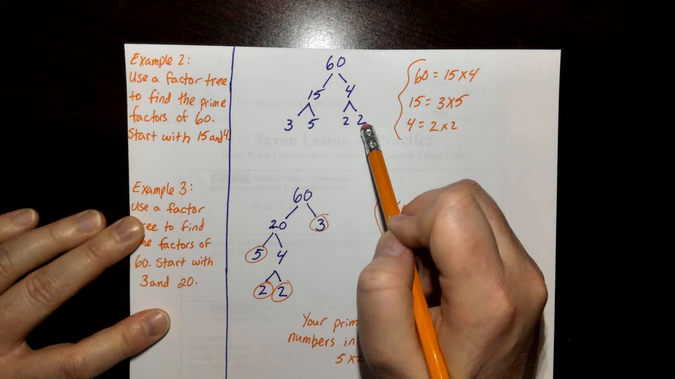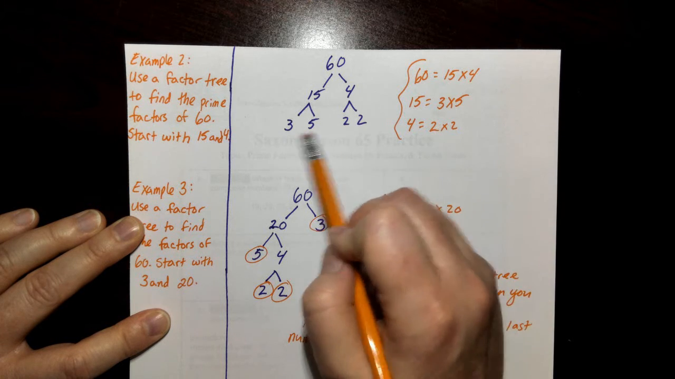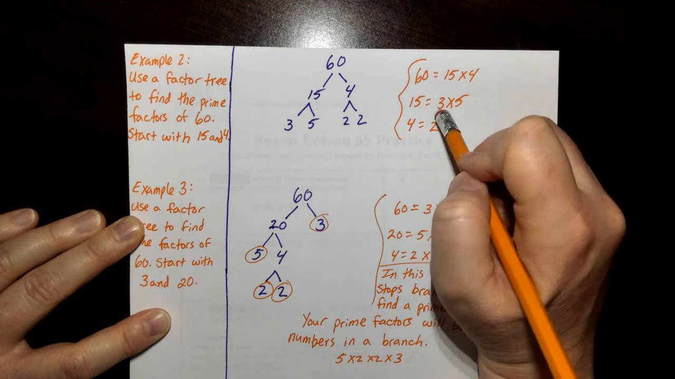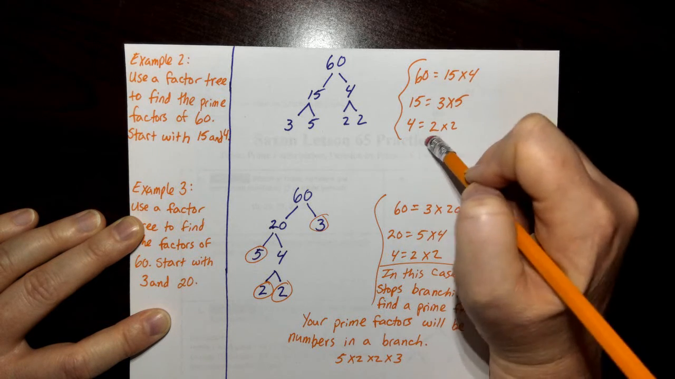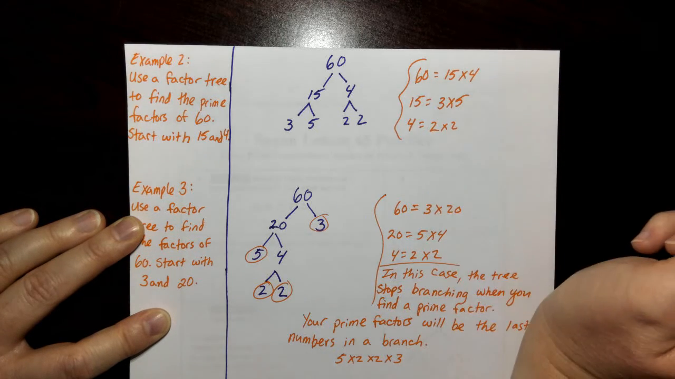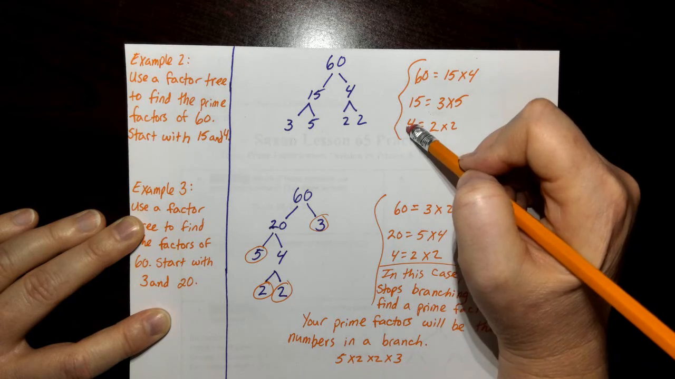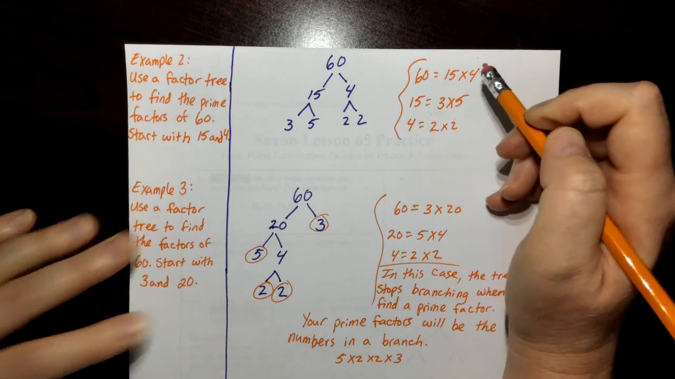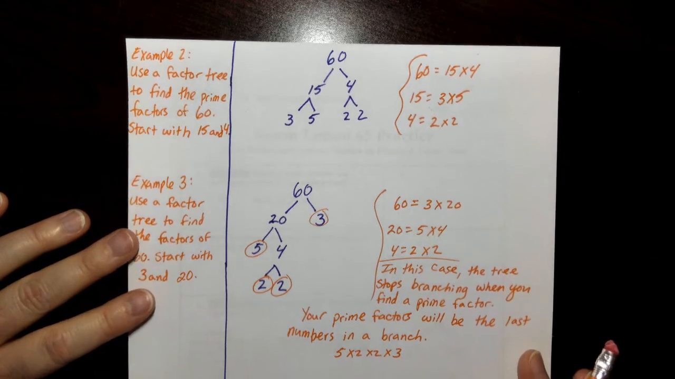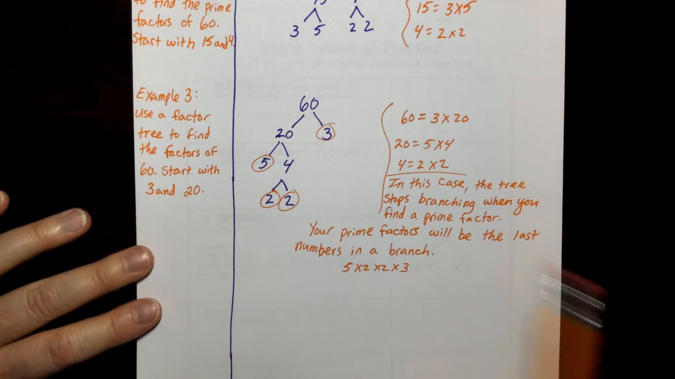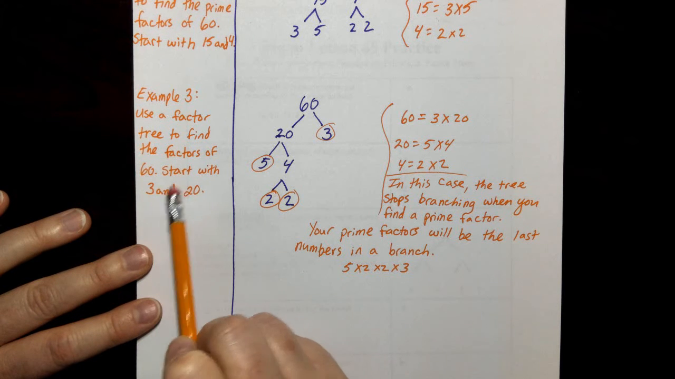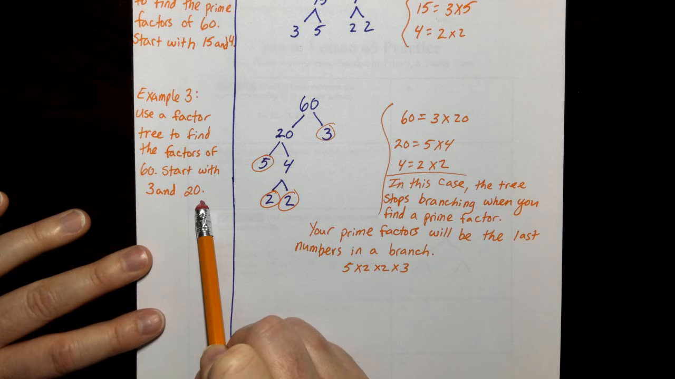4 breaks down into 2 times 2. 15 breaks down to 3 times 5. So 60 is 15 times 4. 15 is 3 times 5. 4 is 2 times 2. Okay, so I just wrote those on the side to remind you. You do not have to write this. This is just extra, hey, this is what we're representing in our little tree right here. Okay, example number 3. Use a factor tree to find the factors of 60. This time, start with 3 and 20.